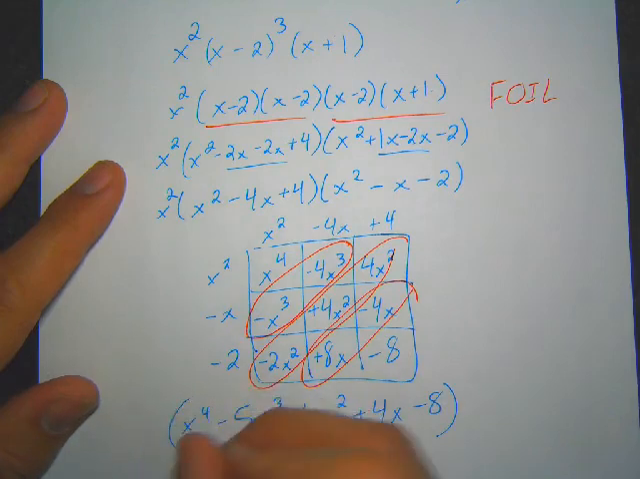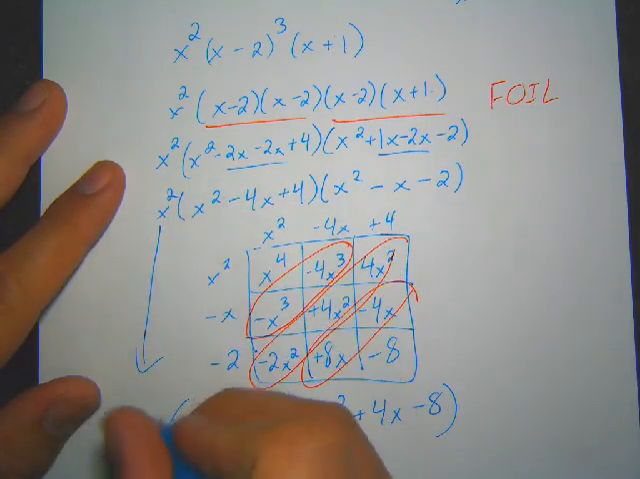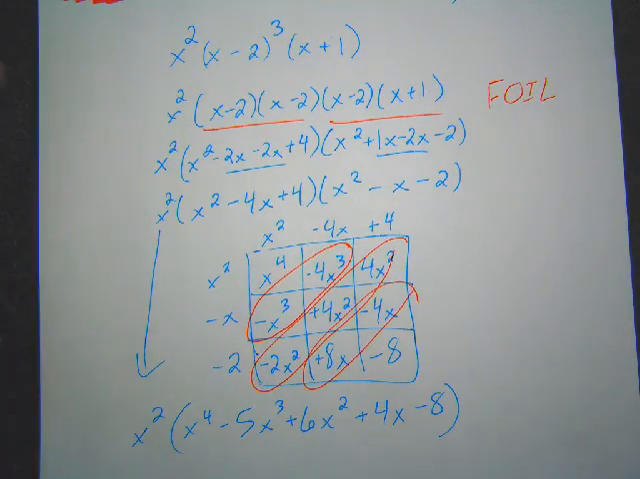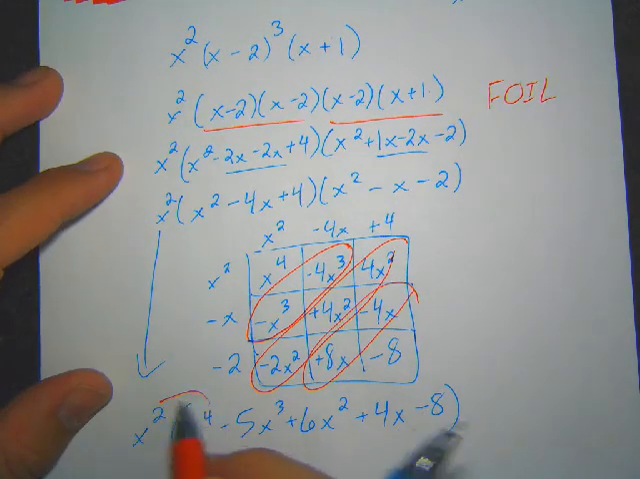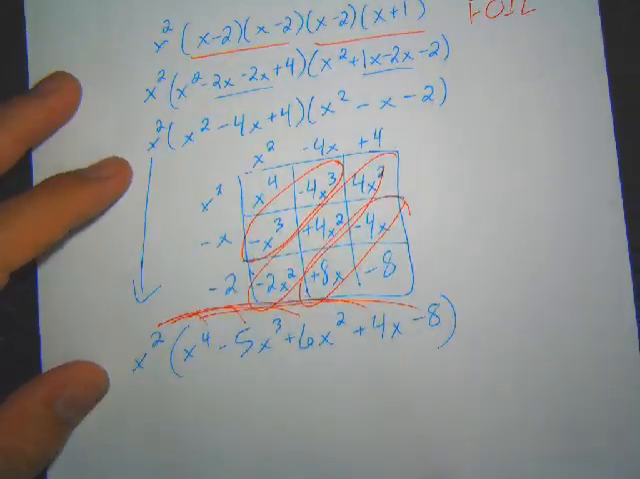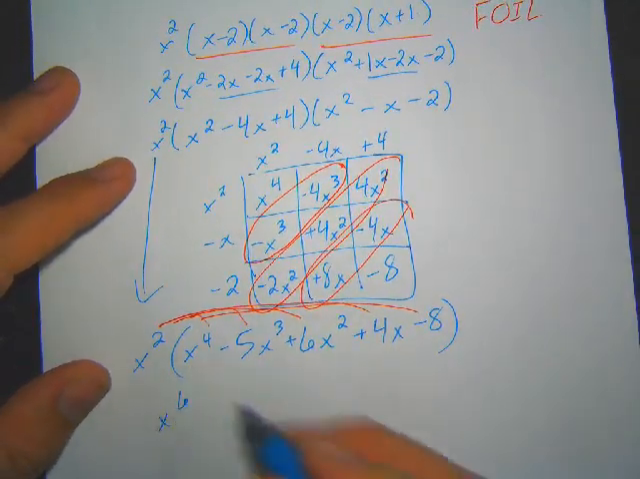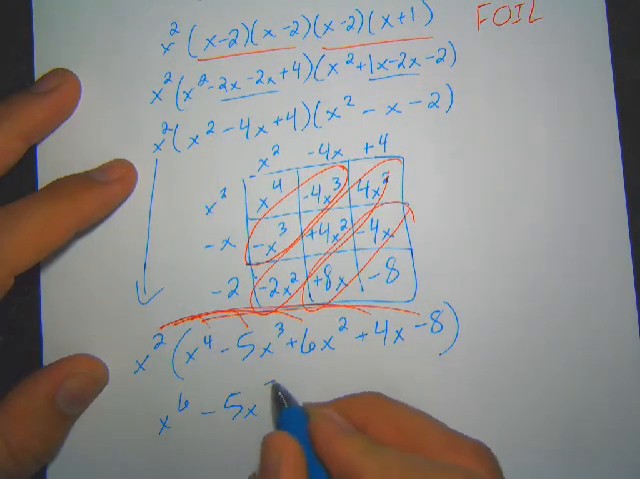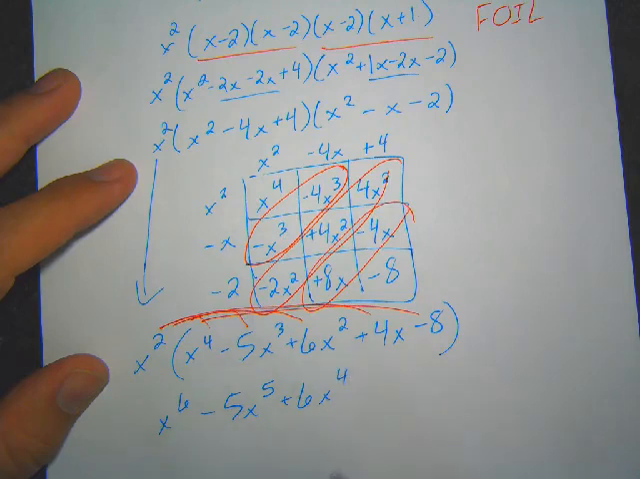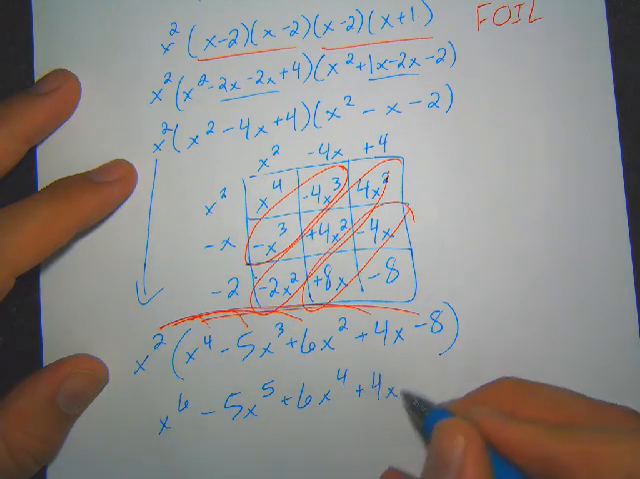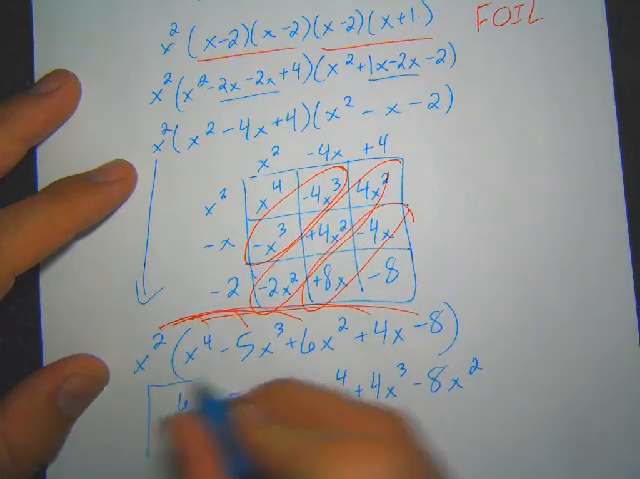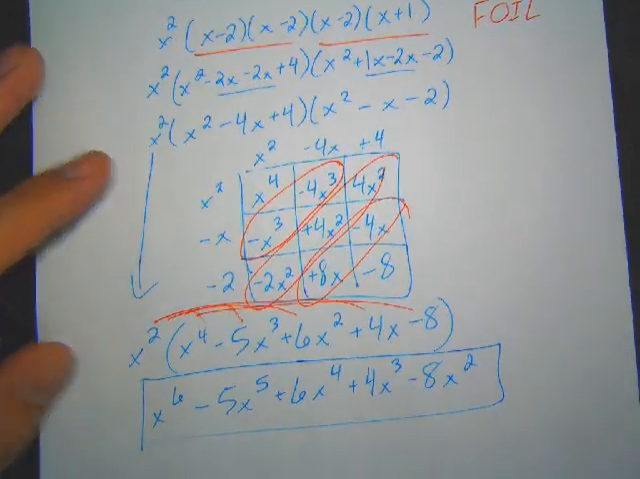This is still all being multiplied by this x squared. Don't forget about that x squared. It's painful to do all that work and then get it wrong because you forgot the x squared. So this one I'm going to distribute, and every single one of these is going to be multiplied by that x squared. So I get x to the 6th for the first one. That's negative 5x to the 5th. I'm just adding the powers. 6x to the 4th. That's 4x cubed. That's negative 8x squared. And that is the answer we're looking for.